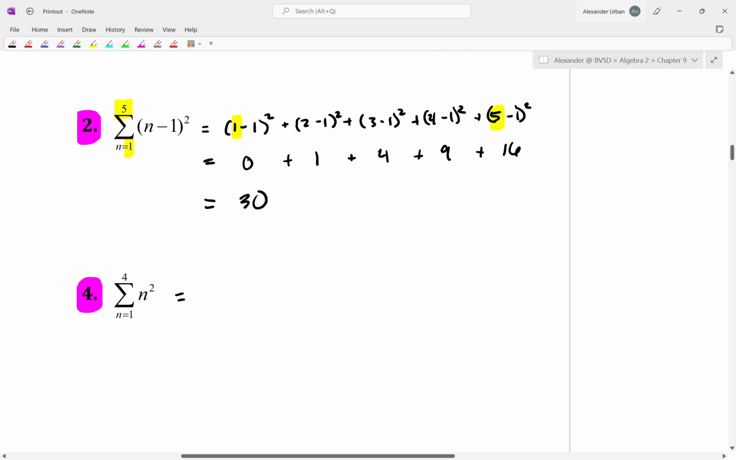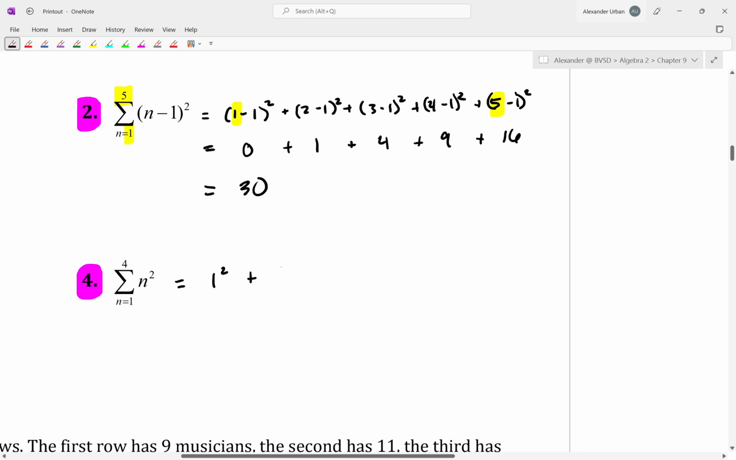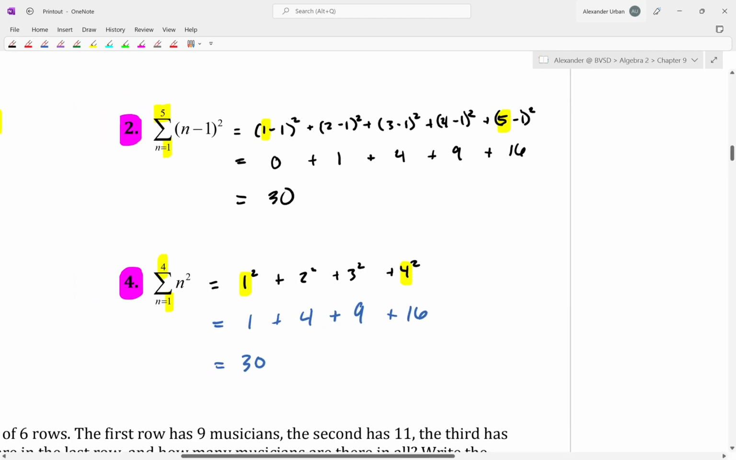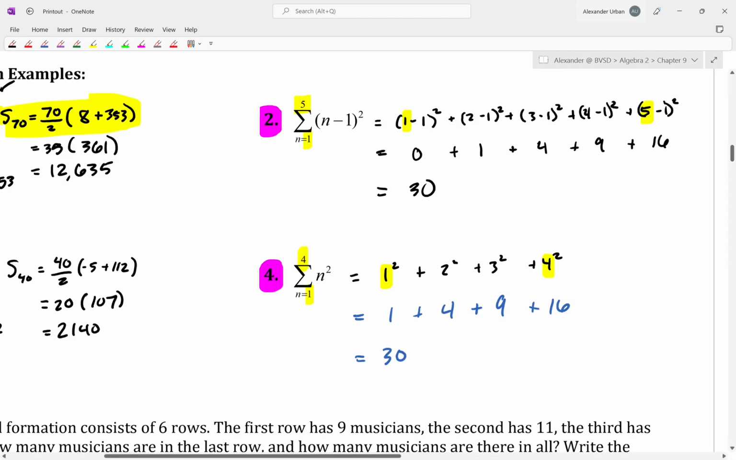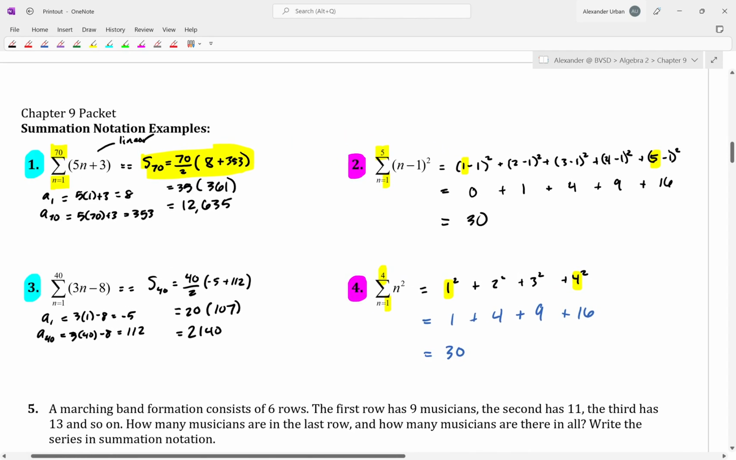We're going to do the same thing for number 4. I'm going to have 1 squared plus 2 squared plus 3 squared plus 4 squared. Again, the reason why I'm using 1 squared is because I start off at 1. The reason why I end at 4 squared is because that's my upper limit. And this is going to look eerily familiar. 1 squared is 1, 4, 9, and 16. And this is also going to equal 30. So for our non-linear or non-arithmetic sequences, we're going to have to use a little bit of brute force. And to be honest, the easiest way to actually do these problems is to use Excel or some other software.